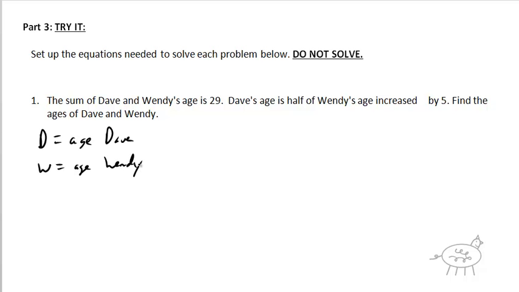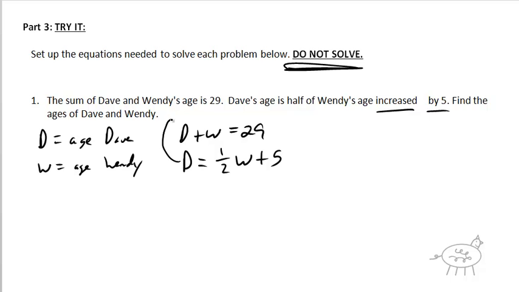All right, so first of all, it says the sum of their ages is 29. So it's D plus W equals 29. Pretty straightforward. And Dave's age, D, is 1/2 of Wendy's age, increased by 5. So plus 5. There you go. And then it says not to solve it right here. Okay, but basically you plug it into here and solve for W.